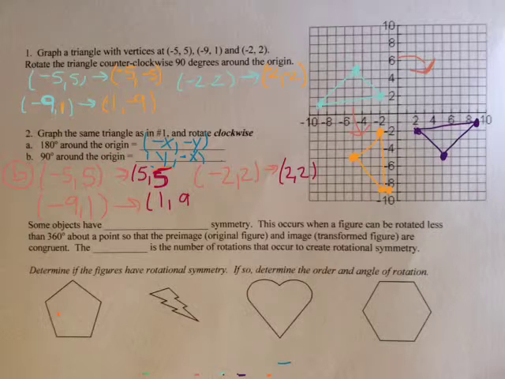So then we're going to replot these new points. So then when we plot it, it's 5, 5, 2, 2, and 1, 9. And there we go. Now it is rotated clockwise 90 degrees.